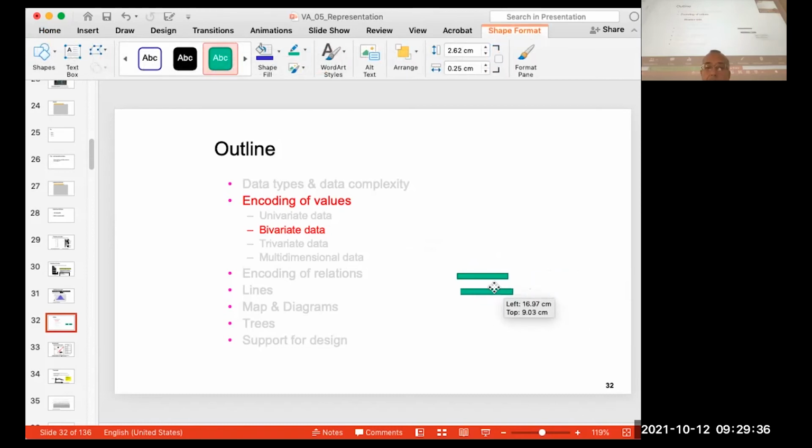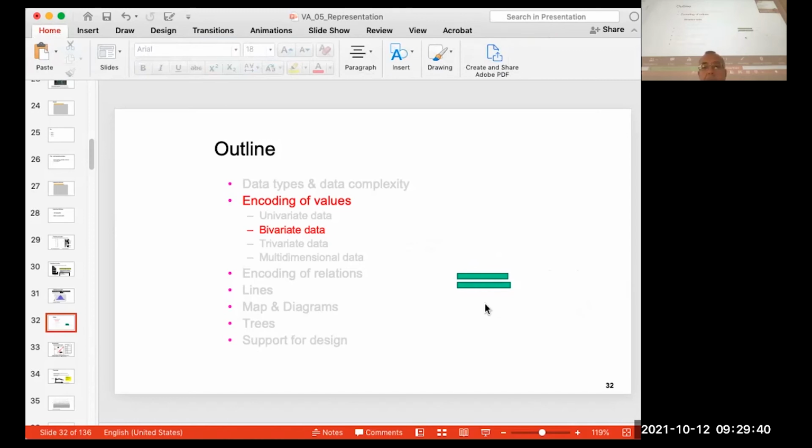Unless I put it in this way. And again, you can see that the bottom one is longer. Position is more precise for human beings than length. So if you want to encode a number, you go for position. Use length as a second choice.